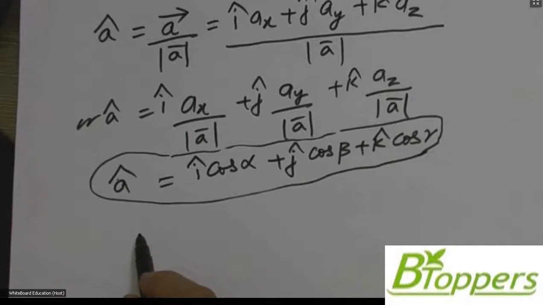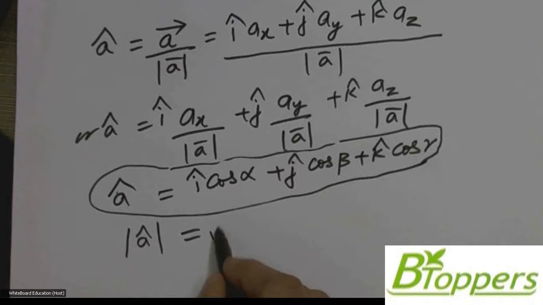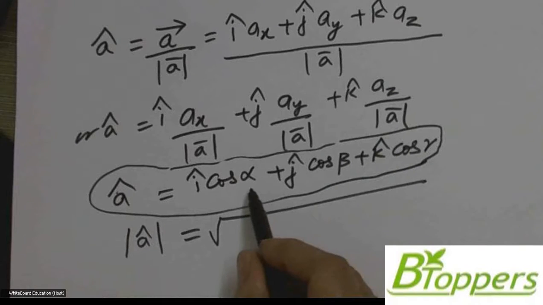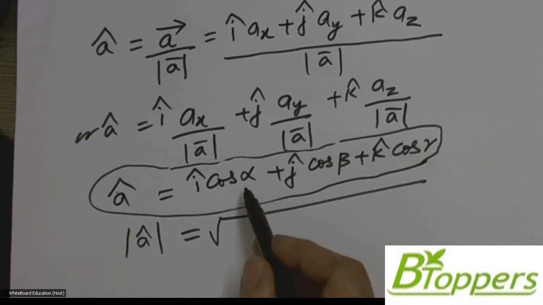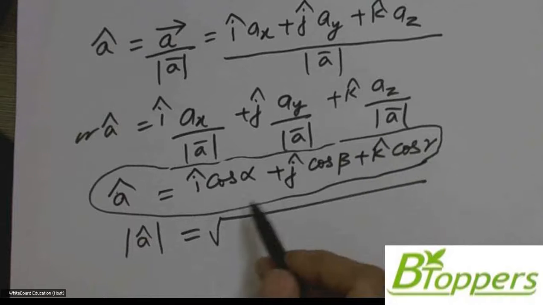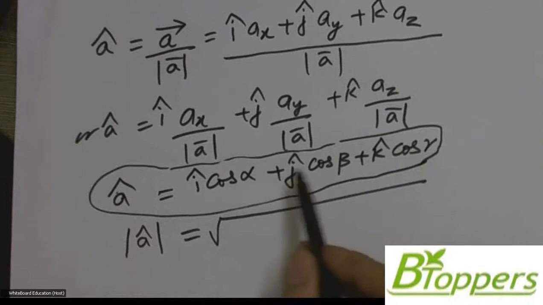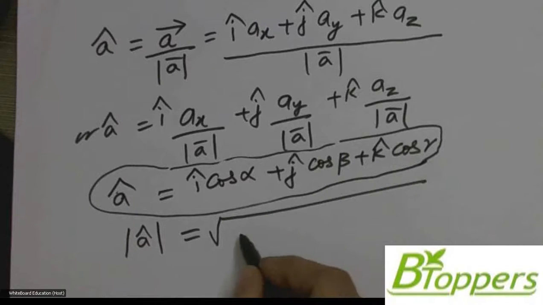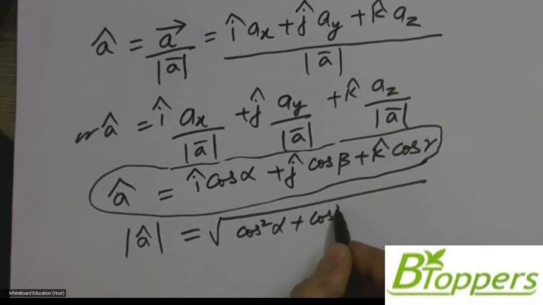Now from this equation you can write modulus of A cap. In general, modulus of a vector is equal to the square root of the sum of the squares of the coefficients of I cap, J cap, and K cap. That is, modulus of a vector is equal to the square root of the sum of the squares of the three rectangular components along the three coordinate axes.